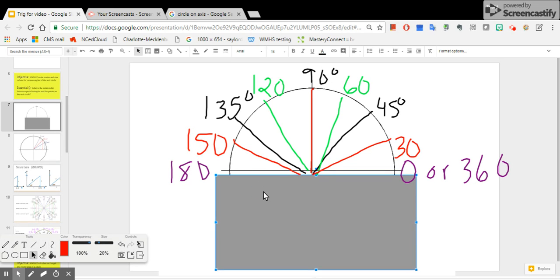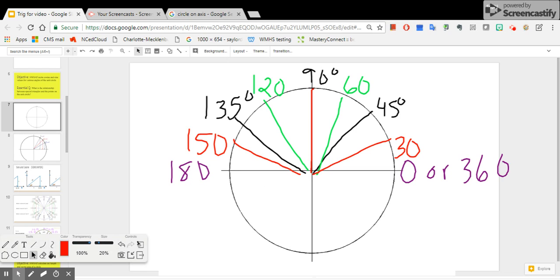And if I wanted to continue this on to the bottom half here, I'll go ahead and extend each of my lines. So let's go ahead and add in our 45s. And then I'll add in my 60s. And lastly, I'll add in my 30s.